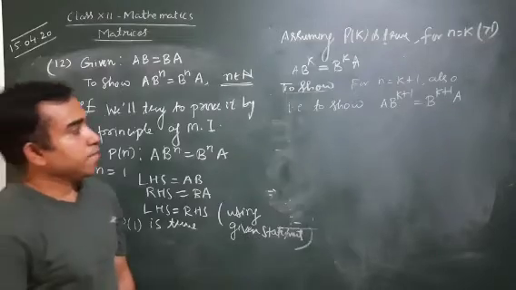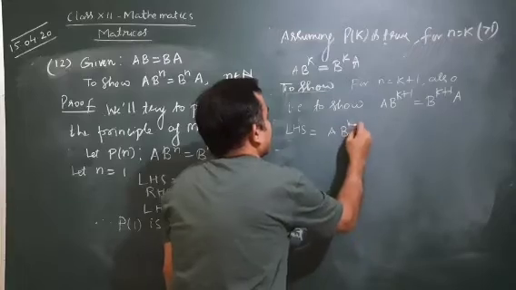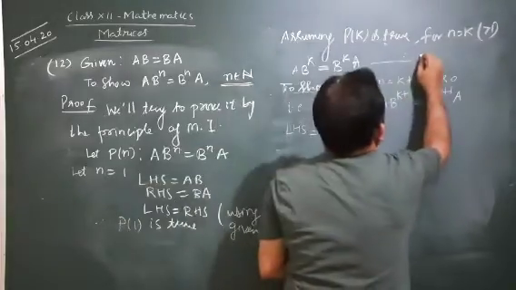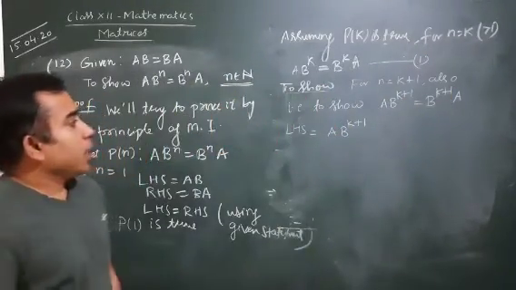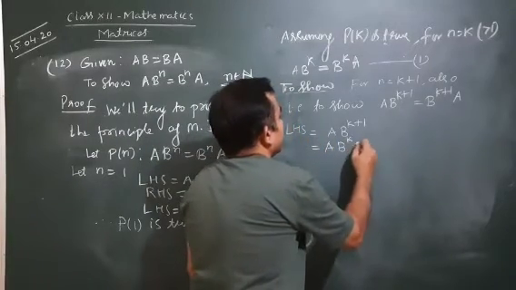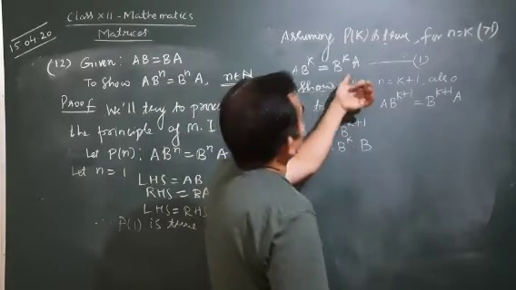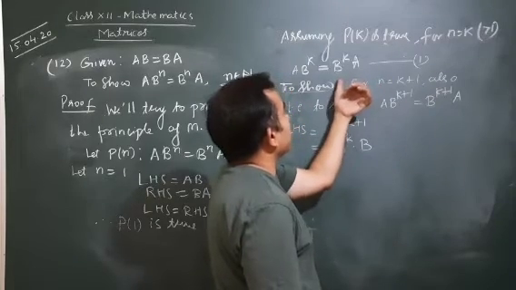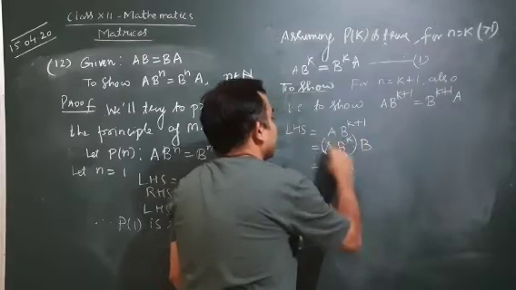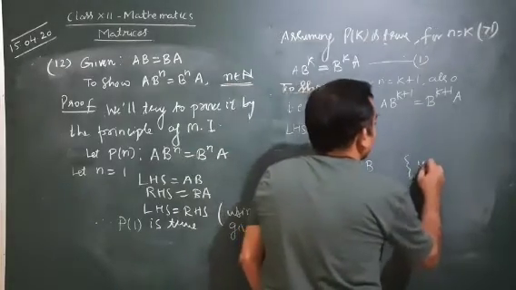So how to begin? Begin with LHS, and make use of the information that we have. Let us give this information as equation 1. If I write it as A B to the power k into B, we can write, there is no issue. And A into B to the power k, we have assumed from equation 1 that it is the same as B to the power k into A. B to the power k into A, we have written into B as it is, using equation 1.